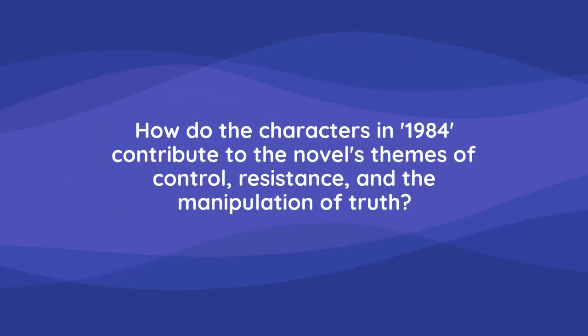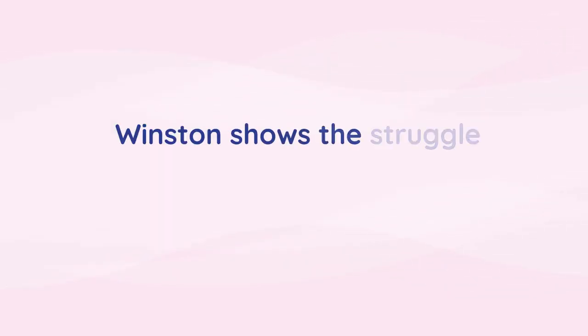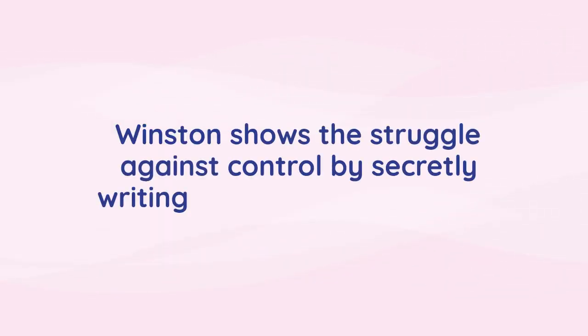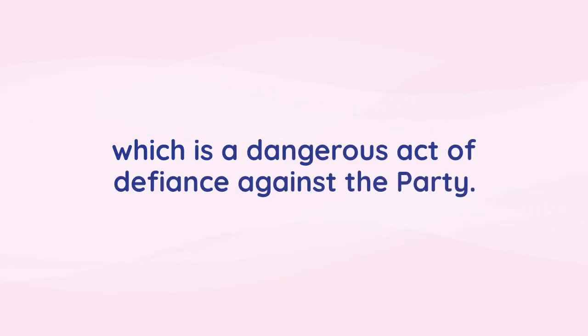Try to answer the following question. How do the characters in 1984 contribute to the novel's themes of control, resistance, and the manipulation of truth? Winston shows the struggle against control by secretly writing his thoughts in a diary, which is a dangerous act of defiance against the party.